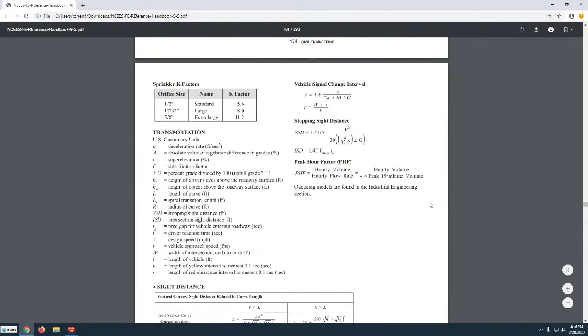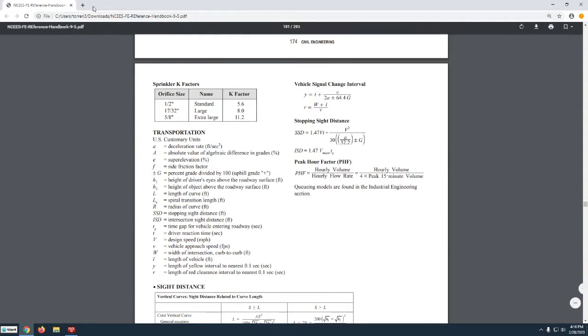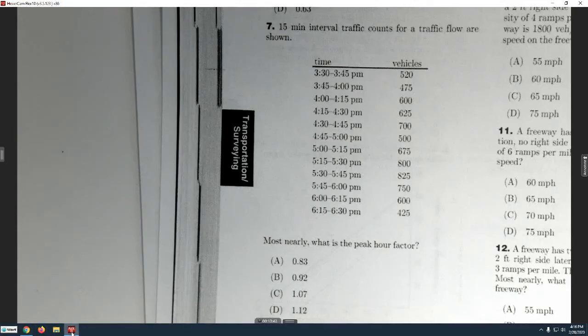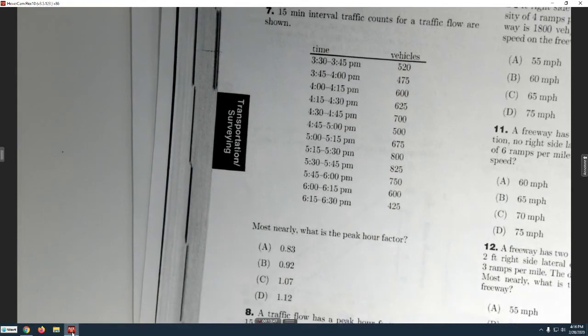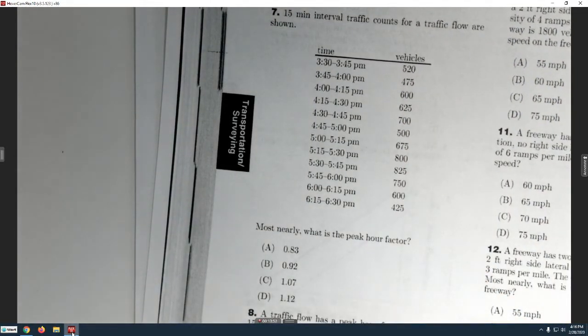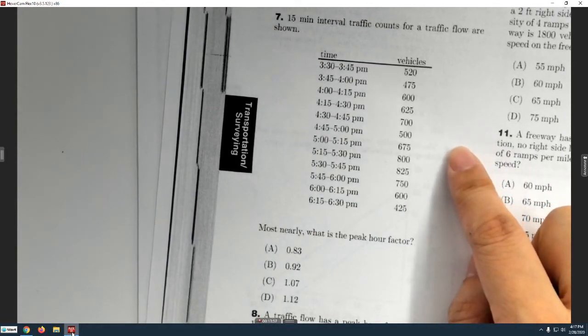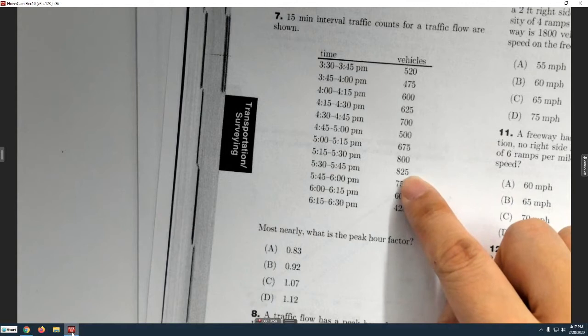Okay, so here, PHF is hourly volume divided by 4 times the peak 15-minute volume. So for this question, go back here. The question is, what's the peak hourly volume? Because the 15-minute volumes are already given. The peak 15 minutes is easy to identify. It's just this 825.